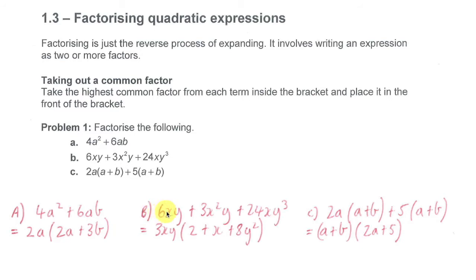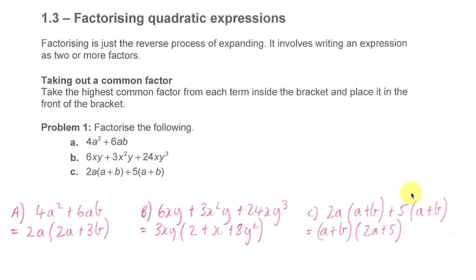For question B, I've got 6xy plus 3x squared y plus 24xy cubed. So 3 is common for the numbers. X's appear in the variables, and so does y. So I'll take out 3xy. And you can see 6xy will just become 2. 3x squared y, the 3 will be gone. The x squared will become just x. And the y has been taken out and taken care of with this 3xy here. 24xy cubed will become 8y squared. So nothing startling there, pretty simple.